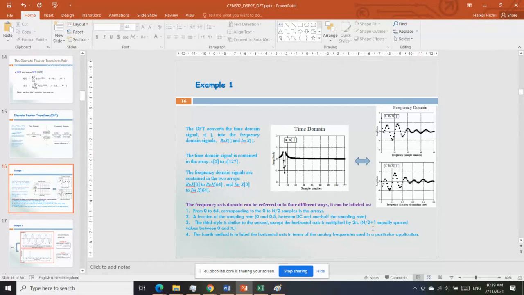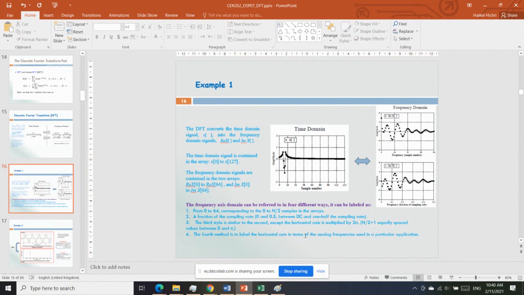So the x axis you can do in many ways. The third style is similar to the second except the horizontal axis is multiplied by 2 pi. So we put it in radians instead of sample number or fraction of the sampling rate, and it goes from 0 to pi, because we know it repeats in the frequency domain every 2 pi if we consider it in radians.